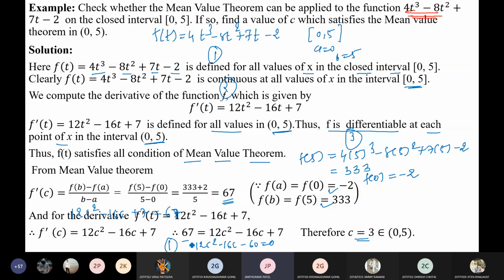And the second way is to directly replace the values: c equal to 0, c equal to 1, c equal to 2, c equal to 3. Then you will get 67 on both sides for c equal to 3, and that value is between 0 to 5. So we find the value of c is equal to 3. Okay, so is there any problem in this example?